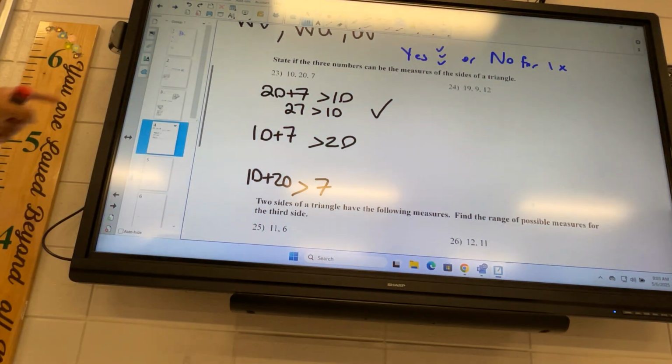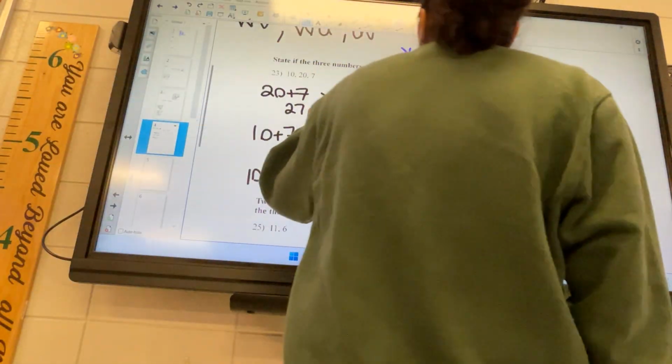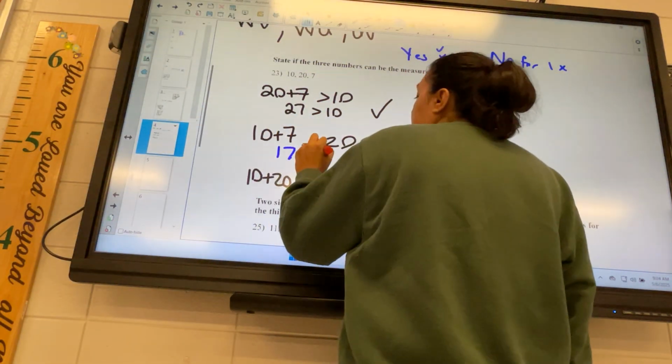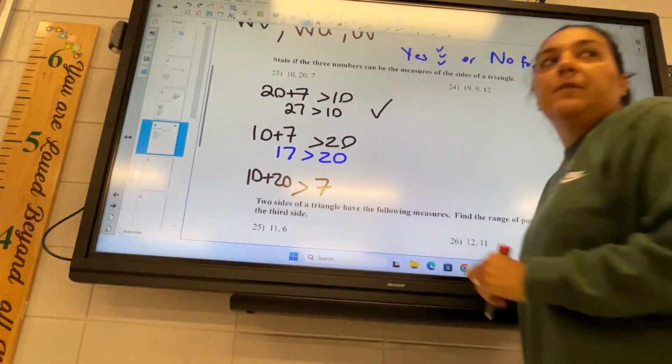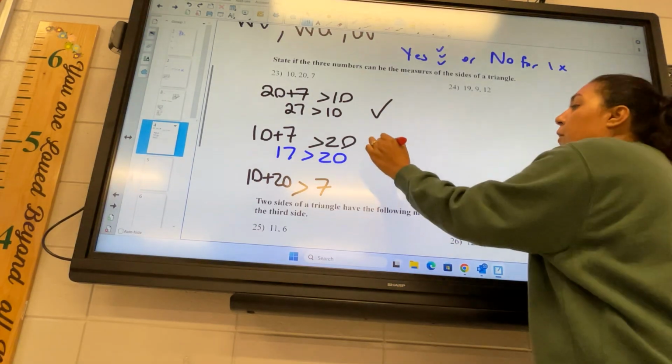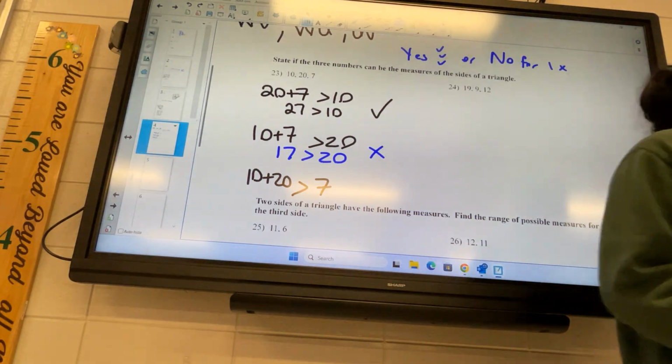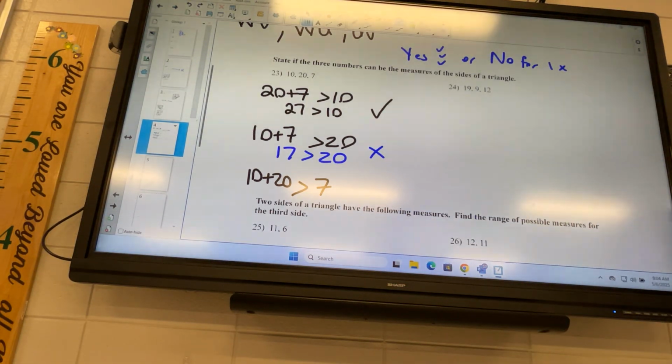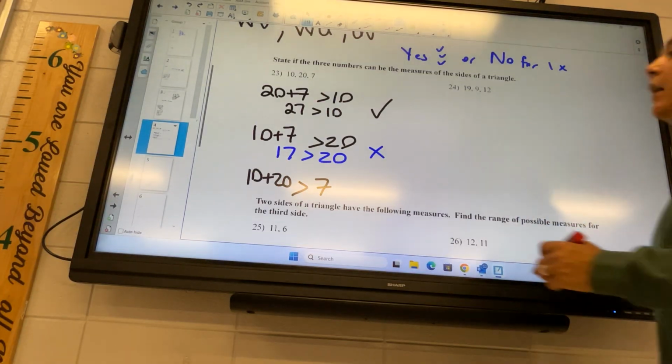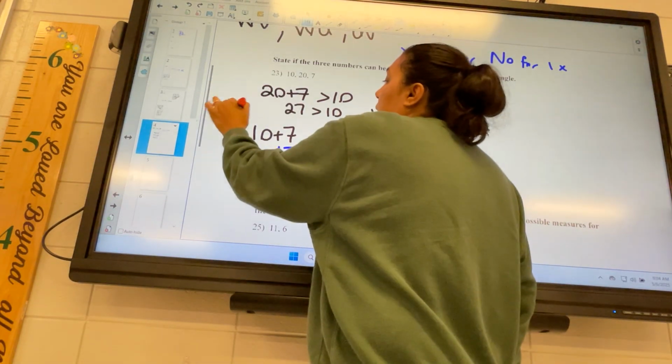Okay, 7 plus 10 is 17. Is 17 bigger than 20? No. Okay, so do we need to check the last one? No. What's my answer? No. Okay. I didn't know the second one was no, actually.